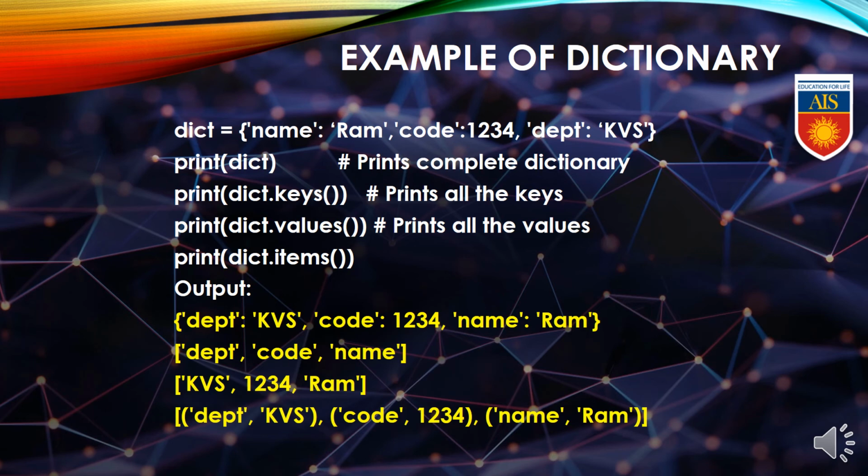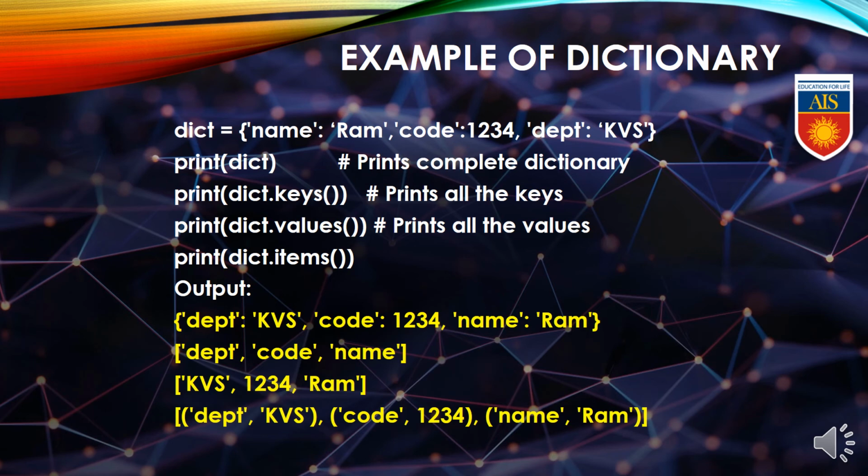Next option is print dict.keys. It prints all the keys only. Next option is print dict.values. It will print only the values. Print dict.items. It will print only the items.